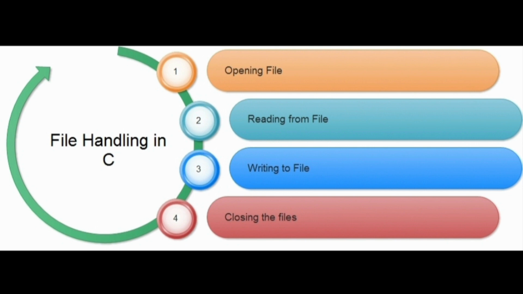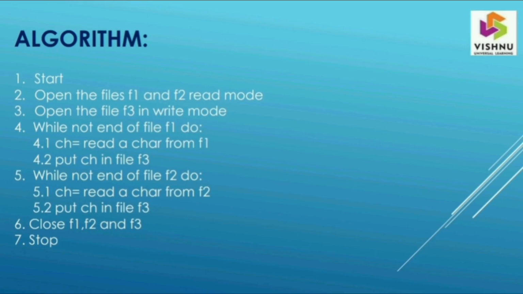Now let's get into the algorithm. First, we start the program. We will open the files F1 and F2 in reading mode. We open F3 in write mode. We also use the while loop and execute it until the end of the file. We read every character of file 1 till the end of the file. We put that in F3.